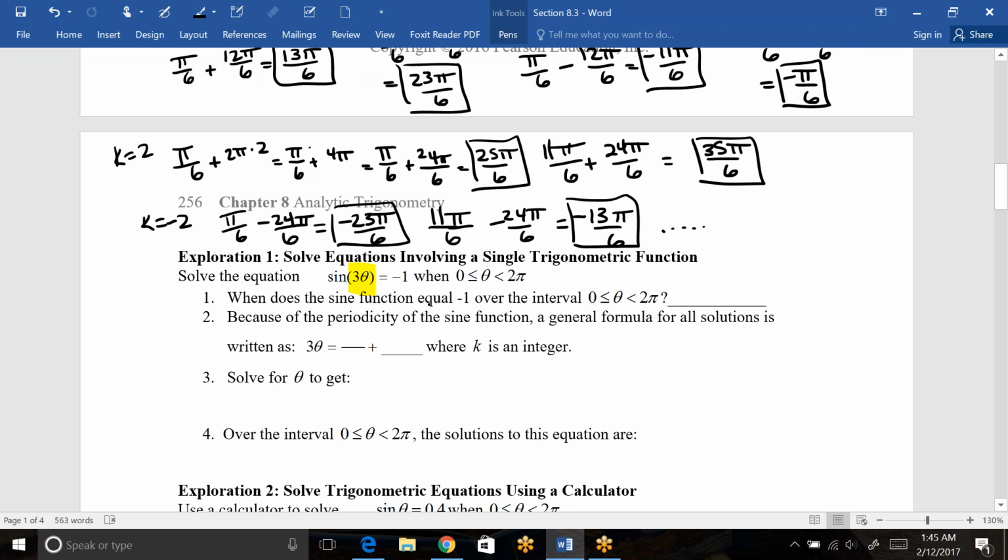So when does the sine function equal negative 1? Think about your unit circle. Sine, remember, is the y value when we're on the unit circle. So when is that negative 1? Well, that's down here. This would be 0, negative 1. That's 3 pi over 2.